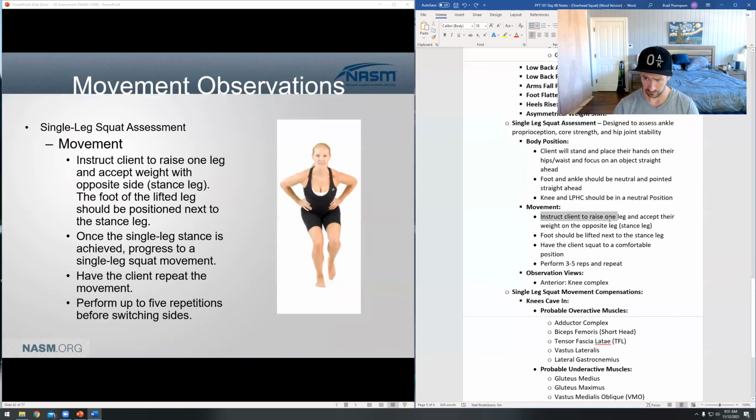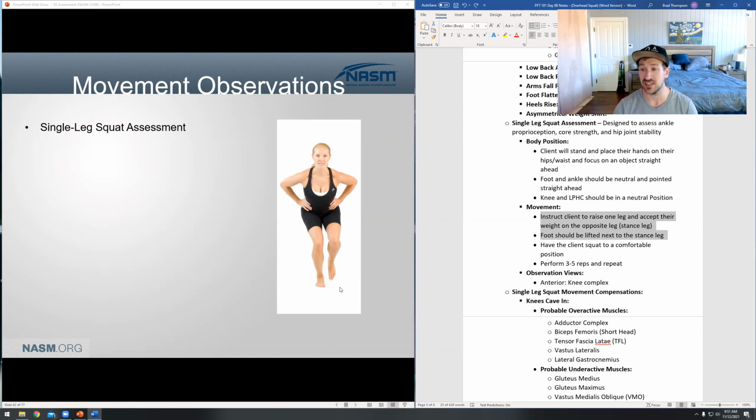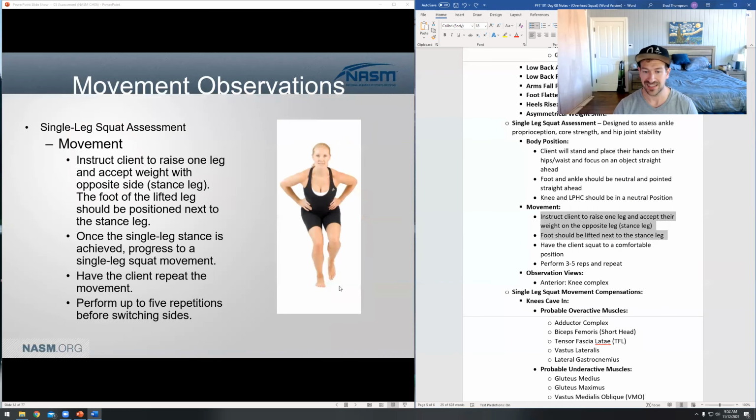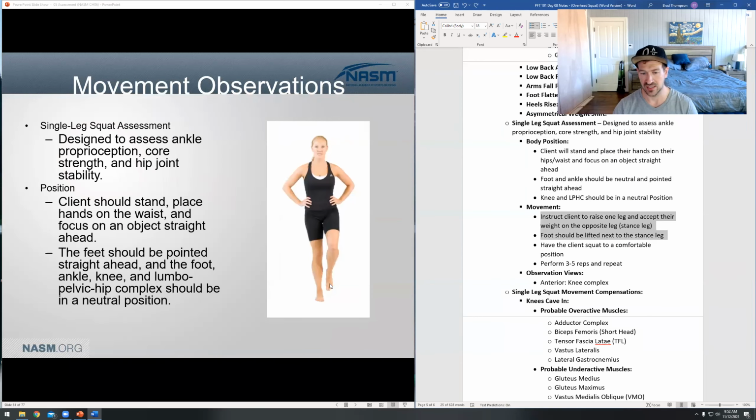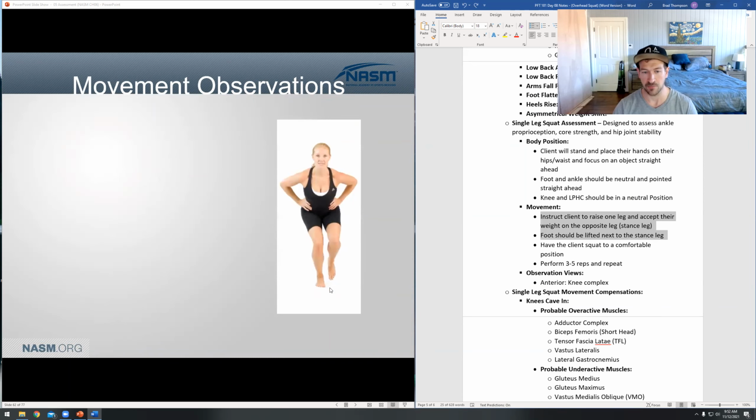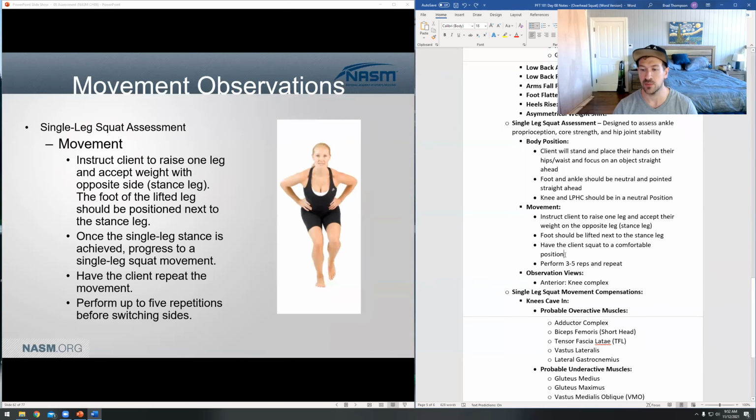So instruct them to raise one leg and accept their weight on the opposite leg. Foot should be lifted right next to it. This isn't a pistol squat. The leg's not forward. The leg is just resting right next to the other one, just a couple inches off the ground. And then you're going to have them squat to a comfortable position, 3 to 5 reps per side. I usually like to do 2 rounds of that.